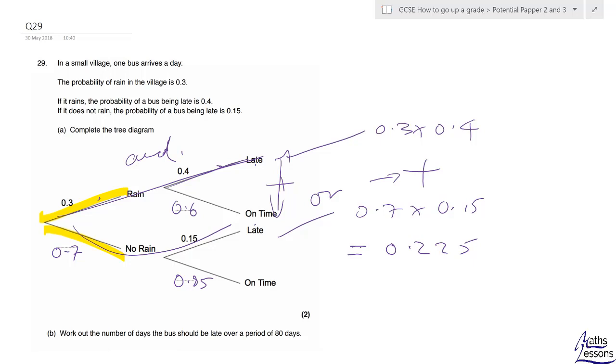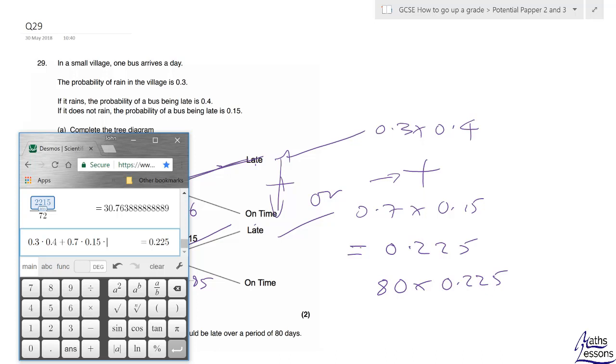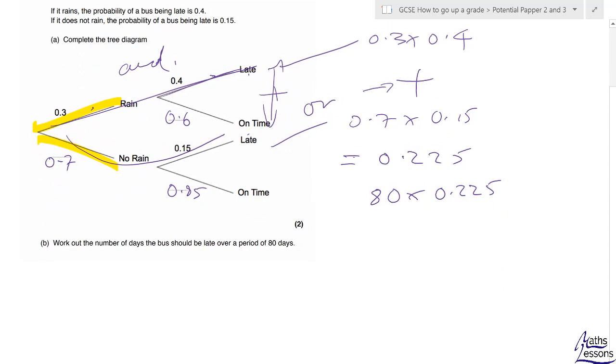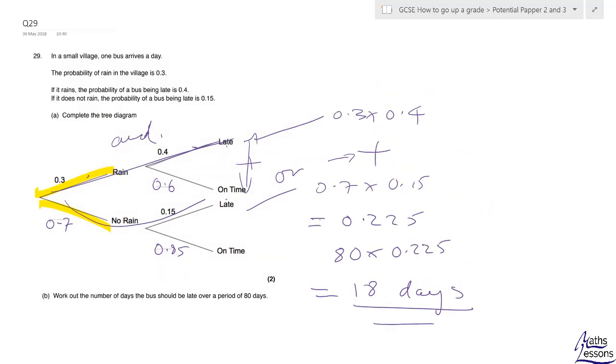Now that's 1 day. So over 80 days, we're going to get 80 times 0.225. Okay, so we can times that answer. I know, just answer times 80, and that gives us 18. So we'd expect on average 18 days to be late. Now this doesn't mean that it will be late exactly 18 days, it's just what we expect on average over time, given our question.